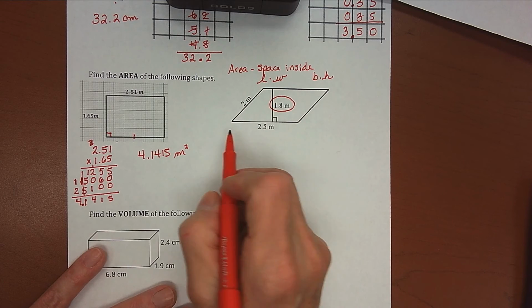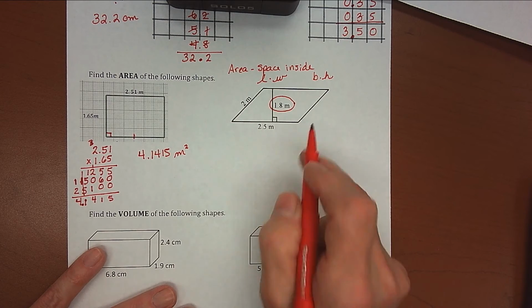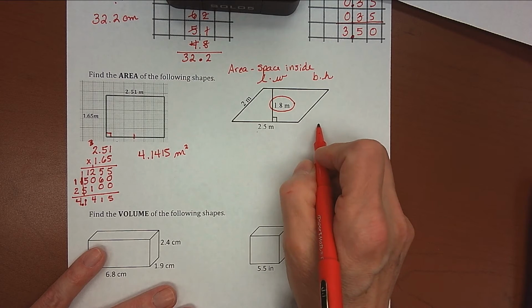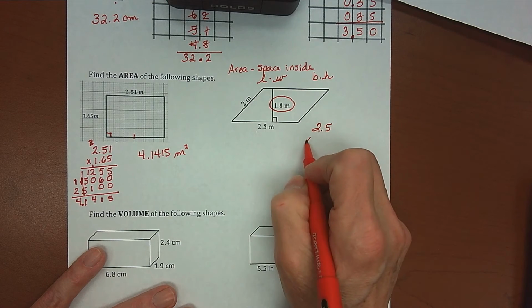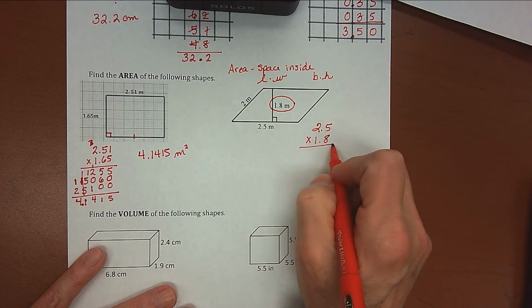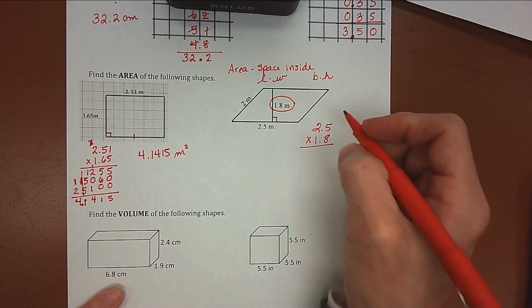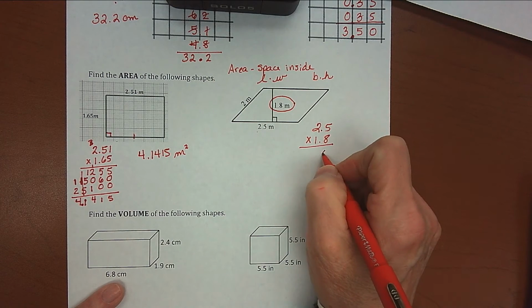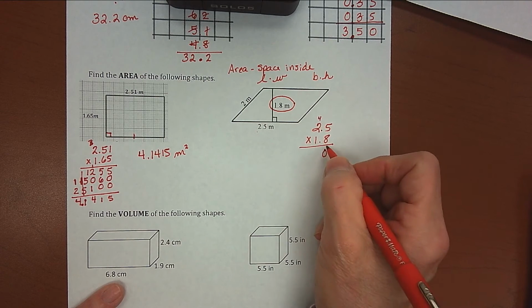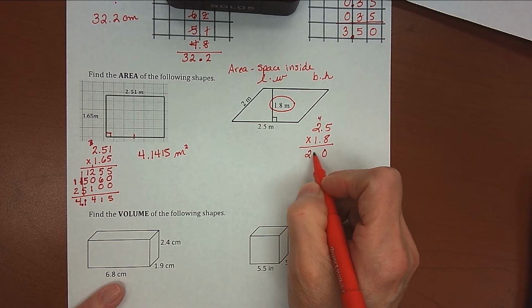All right, so to figure out the area of this parallelogram, we're going to do 2 and 5/10 times 1 and 8/10. And it's just coincidental that those decimal points line up. We don't worry about that with multiplying. 5 times 8 is 40. Put my 0 down, carry my 4. 8 times 2 is 16, and 4 more is 20.